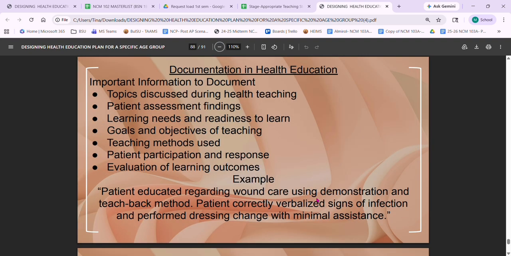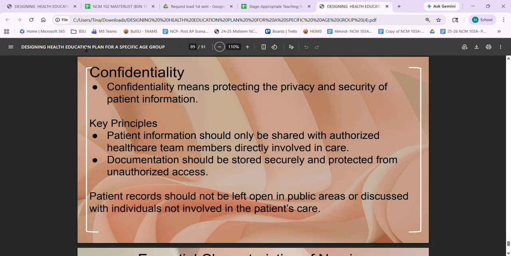Now, documentation in health education po, okay? Important information to document. Topics discuss. Ano yung assessment finding mo? Ano yung learning needs and readiness? Goal, teaching method, participation ni patient and response evaluation. Okay? So example, patient educate regarding wound care using demonstration and teach back method, correctly verbalize signs of infection and perform dressing change with minimal assistance. Okay? So nandun lahat ng elemento na nasa taas, complete documentation.